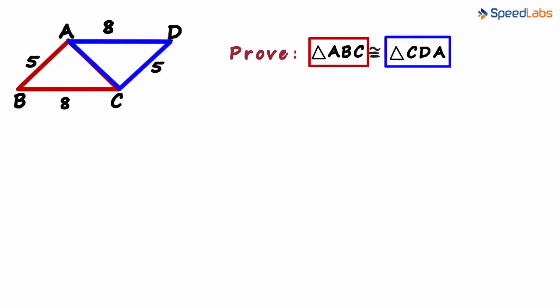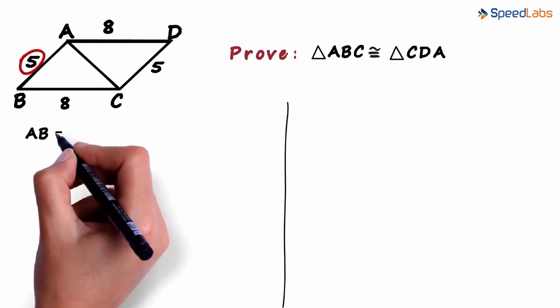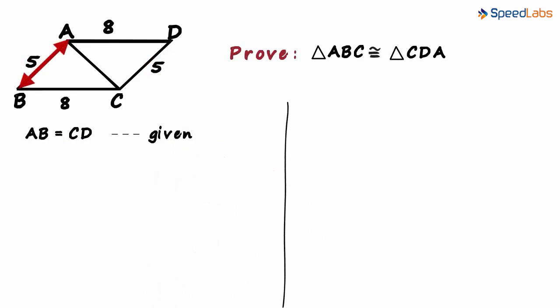So you have been given just one figure with two triangles in it. We have to prove that they are congruent. Let's try comparing the sides of the triangles. We know that AB is equal to CD since it is given. Length of AB is equal to the length of CD. Note the order, AB and CD. These two lengths are equal.